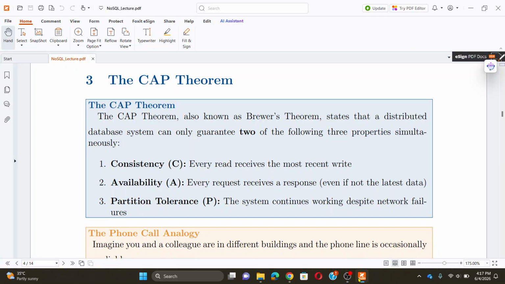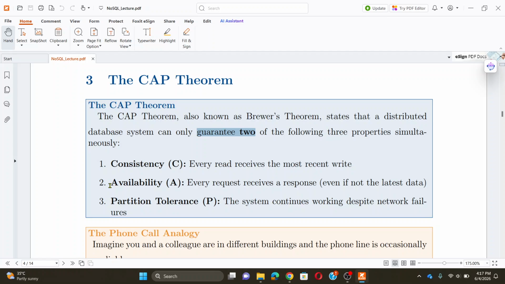Now we will discuss the CAP theorem. The CAP theorem, which is also known as Brewer's theorem, states that a distributed database system can only guarantee two of the following three properties. If we have three properties, consistency, availability, and partition tolerance, the distributed database system can guarantee only two of them.